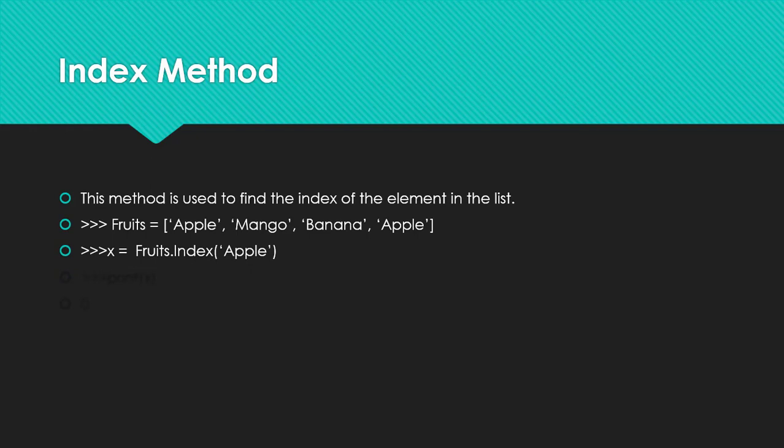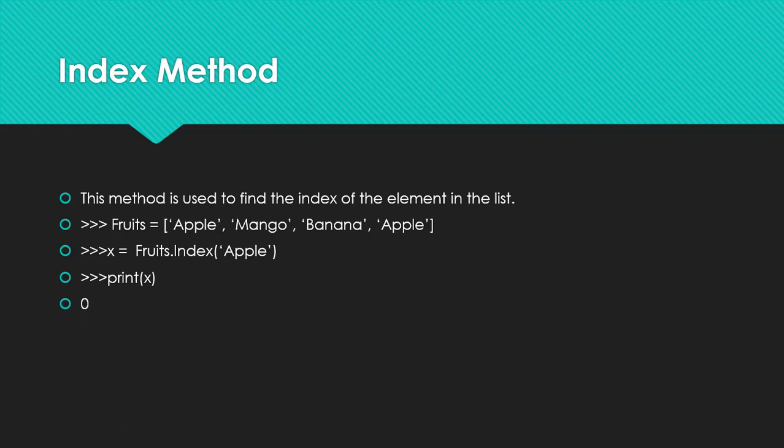Then simply I have taken a variable x which is equal to fruits dot index, and in the parenthesis I have passed the element for which I want to find the index. For example, here x is equal to fruits dot index, and inside the parenthesis I have passed apple, which is the item of this list. Then this index function would return us the index of this particular element apple, which then would be stored in the variable x. Then now I'm printing x, then we will see 0 is printed.